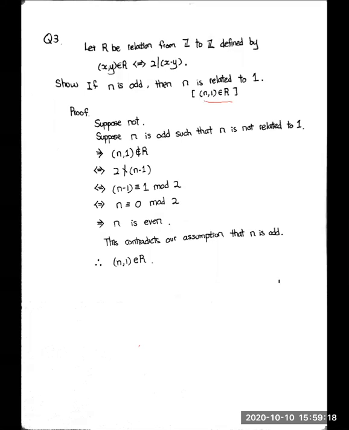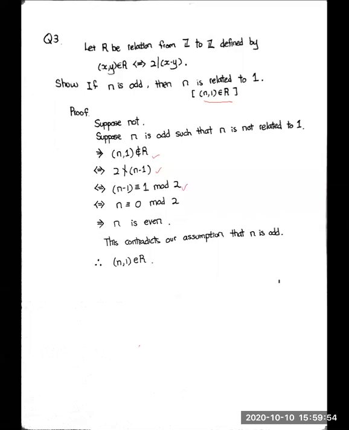Proof. For this, I will prove by contradiction. Suppose not. We suppose n is odd and n is not related to 1. Since n is not related to 1, we can write that (n, 1) is not an element in R. This implies that n minus 1 is not divisible by 2. Then n minus 1 must be an odd integer, which means that n minus 1 is congruent to 1 modulo 2.